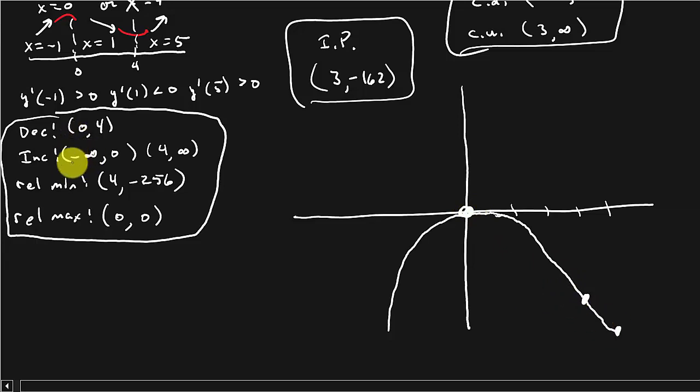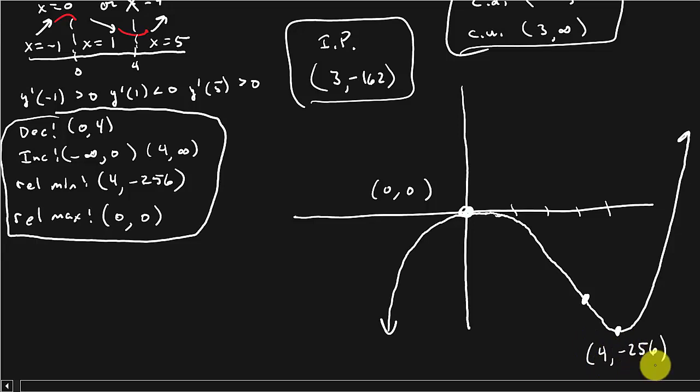See, it's decreasing from 0 to 4. It's increasing from negative infinity to 0. It's concave down all the way to where we get to 3. And then once we hit 4, it starts increasing again. And so it's going to come up like this. And that's your graph. This is the point 0, 0. This is the point 4, negative 256. And this is the point 3, negative 162. Okay. So that is the graph.